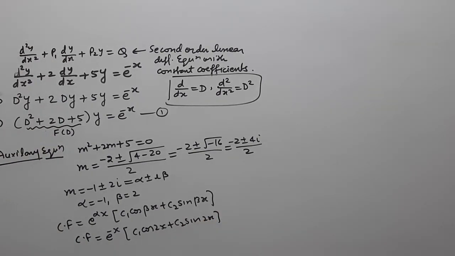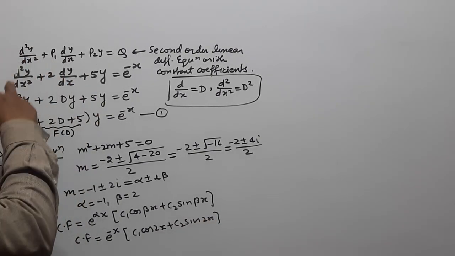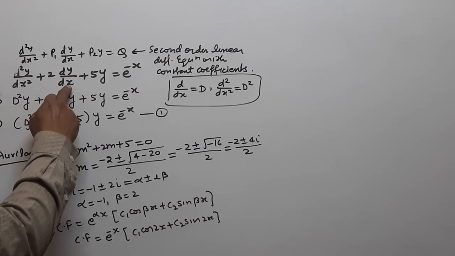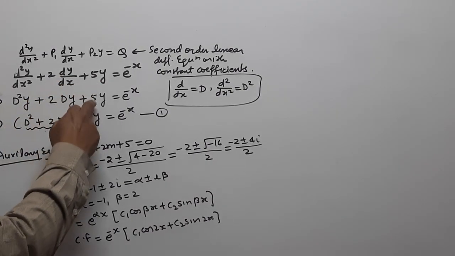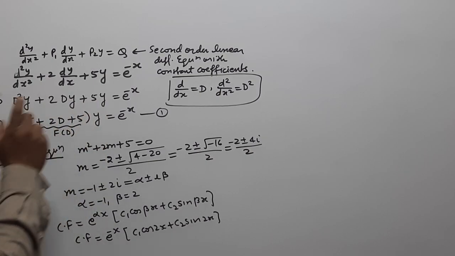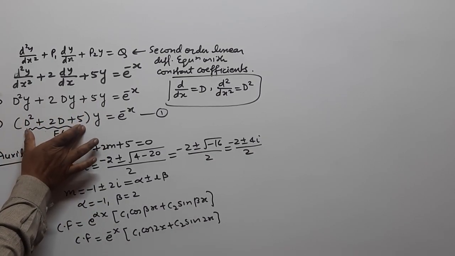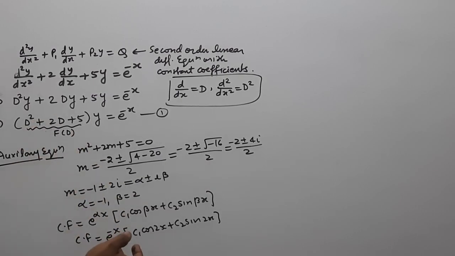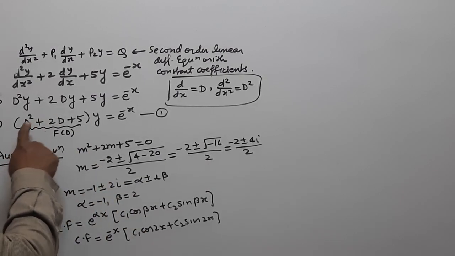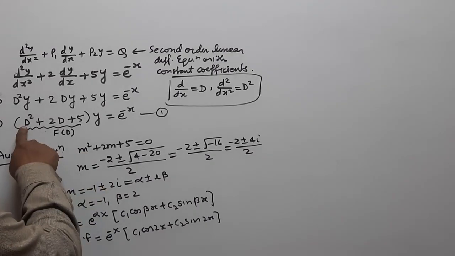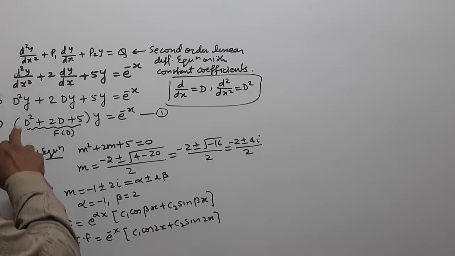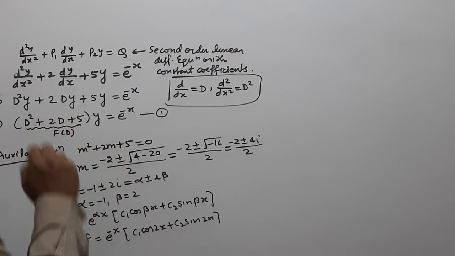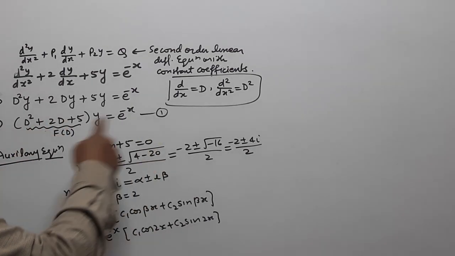So you can see here, first we write d2y by dx2 as capital D square y and dy by dx as capital Dy, plus 5y, and taking common y. We know that this is equal to capital F(D). Now we find the auxiliary equation. For finding auxiliary equation, replace capital D as small m. So we get auxiliary equation m square plus 2m plus 5 equal to 0. This is the quadratic equation.